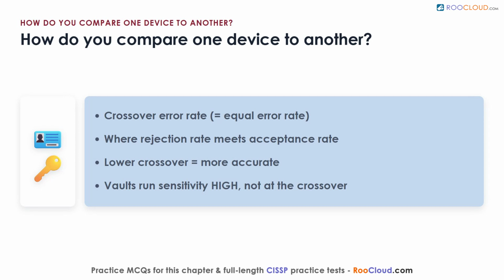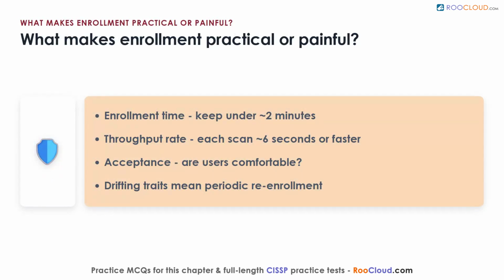What makes biometric enrollment practical or painful? 3 human factors decide whether people accept it. Enrollment time is how long it takes to first capture the trait, and anything past roughly 2 minutes wears thin. Throughput rate is how long each later scan takes to approve or deny, and users expect something around 6 seconds or faster. Acceptance is simply whether people are comfortable using it at all. And if the trait drifts over time, like a changing voice, users must re-enroll periodically, which adds friction. Think of airport security. If the line crawls, people revolt no matter how good the technology is.